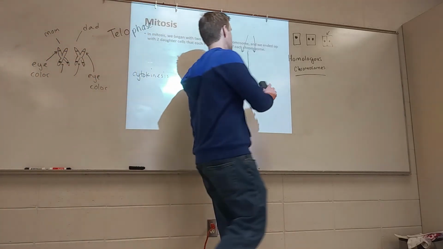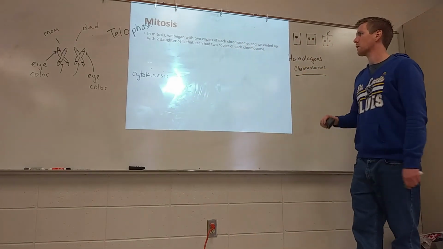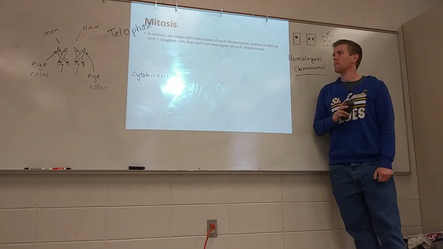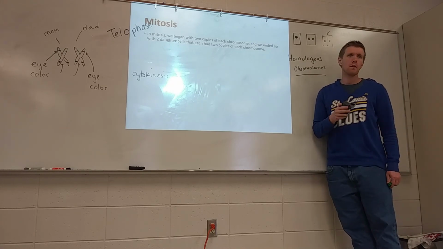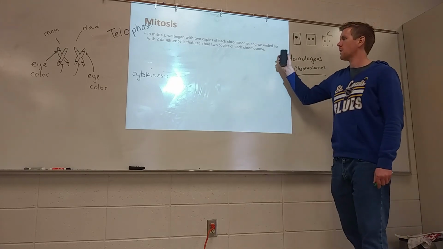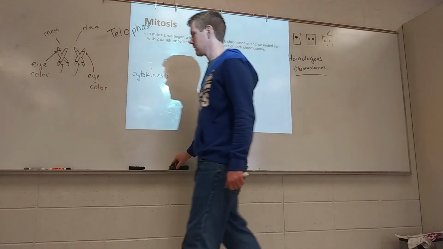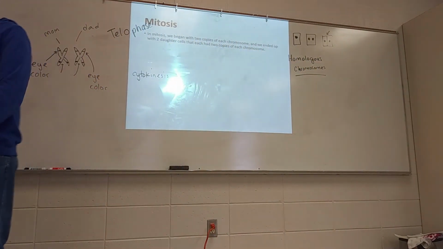So a quick summary of mitosis. We started off with cells that had 2 copies of each chromosome. In humans, that would be 46 or 23 pairs. And we ended up with 2 daughter cells that had exactly the same number of chromosomes.